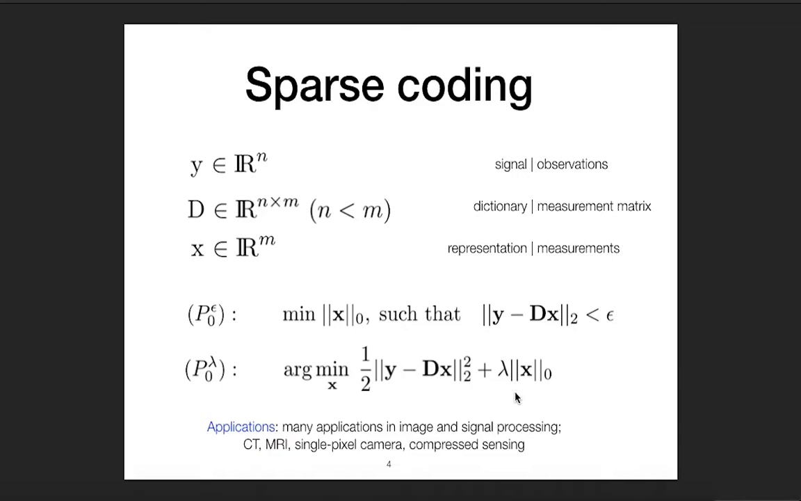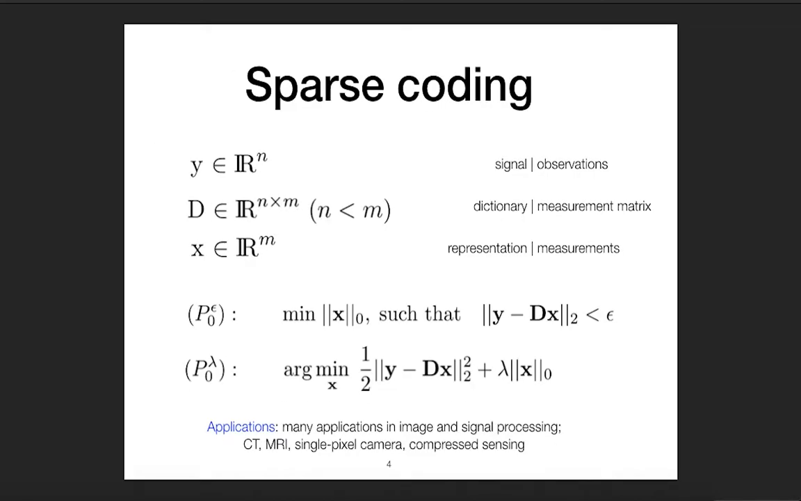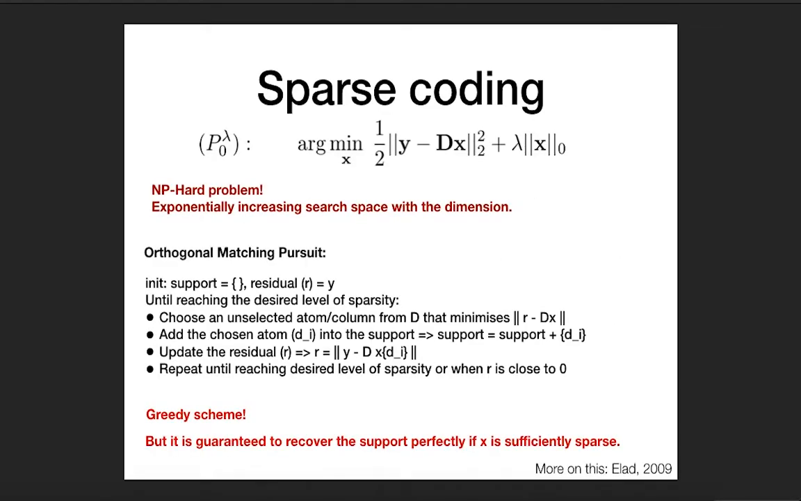This is a very tough problem because it is NP hard: as x grows, the number of possible solutions grows exponentially. So it's very tough to solve. We'll discuss one way to solve it greedily, which doesn't have any guarantees if your x is not sparse enough. If your x is sparse enough, then there are guarantees that you can recover it properly.